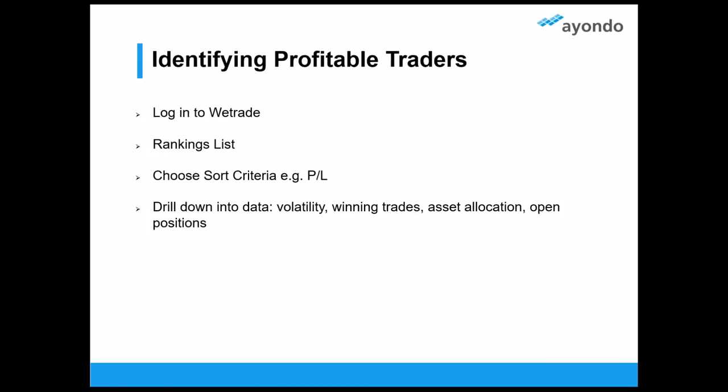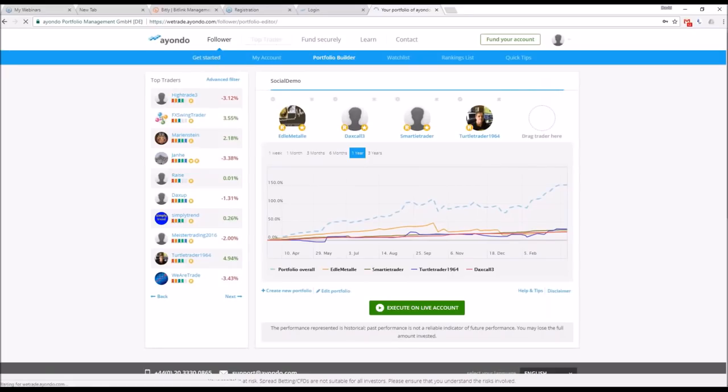So, identifying profitable traders. What we're going to do first of all is log into Ayondo's browser-based trading platform, WeTrade. We're going to take a look at the rankings list, like a league table of traders, and choose the various sort criteria. Profit or loss is the obvious one, but there are a couple of other things as well. Then we'll drill down into that data, looking at a bit more information about how the traders made their money. So let's jump on to the trading platform.